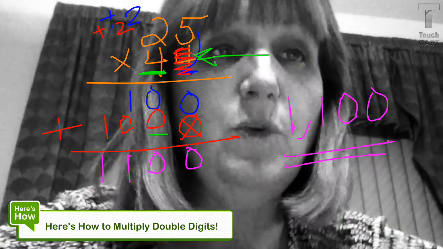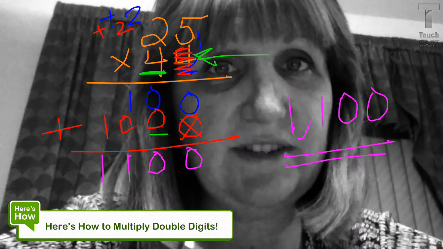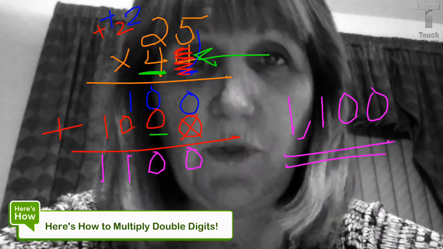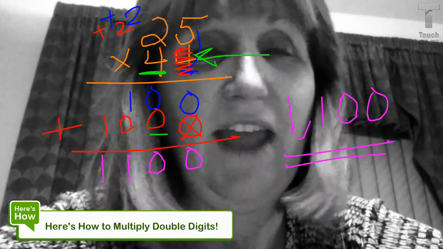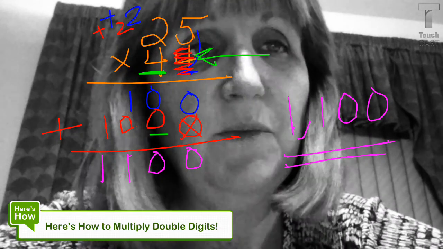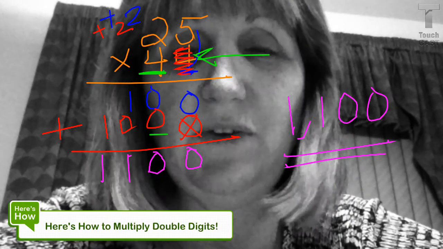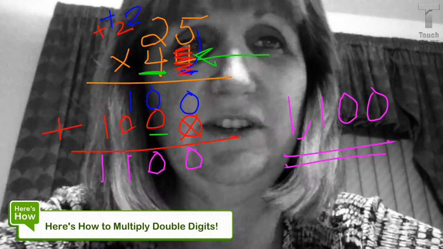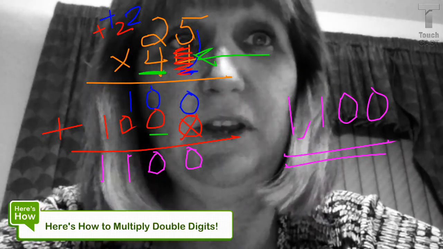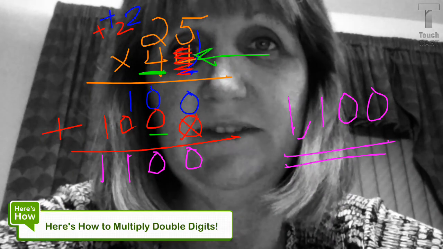So again, when you're multiplying those double digits, just remember, start with the ones place first, and then skip down a line, put a 0 or an X in the ones place, and then start your next operation in the tens place because you're multiplying by the number in the tens place.